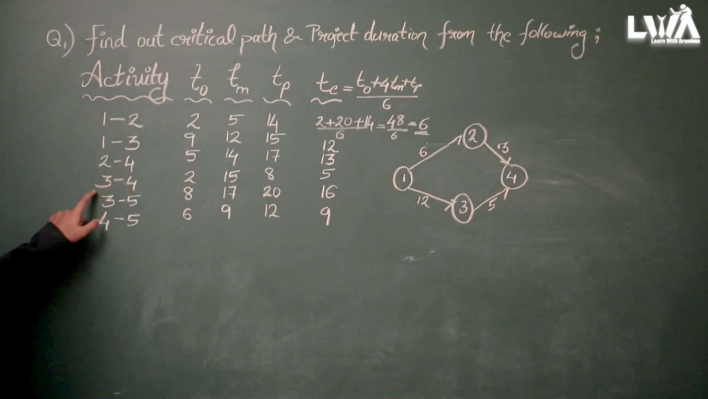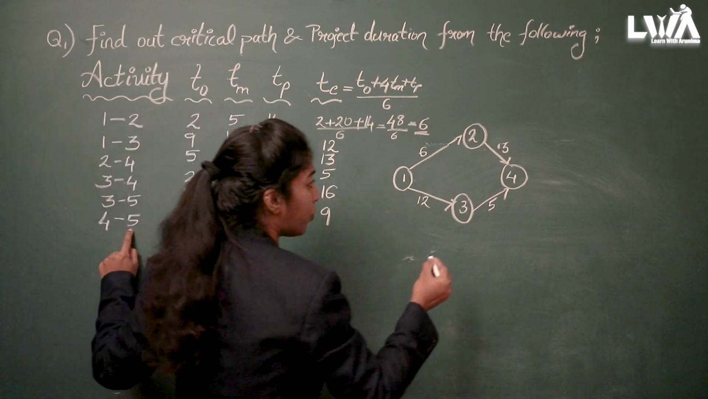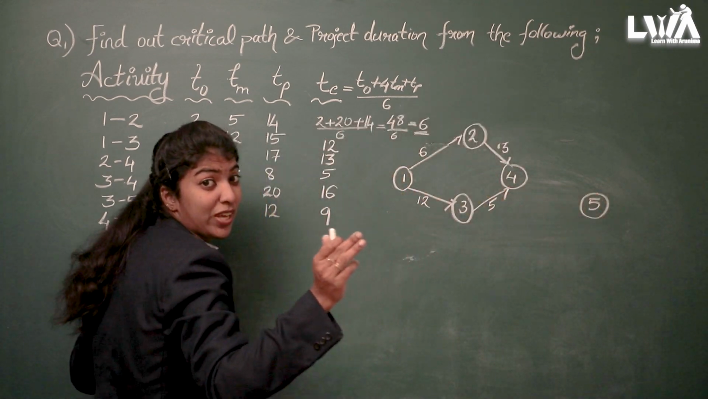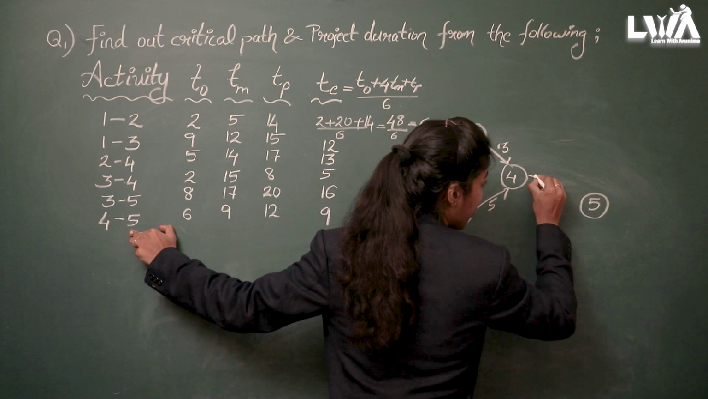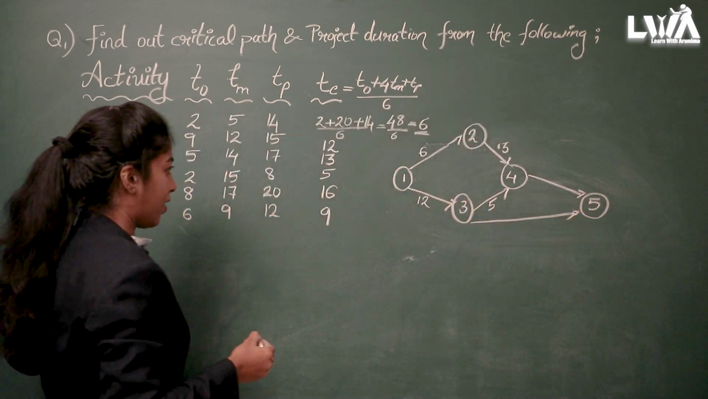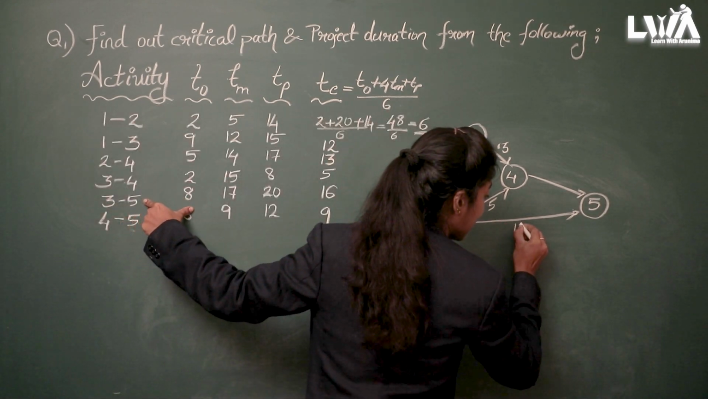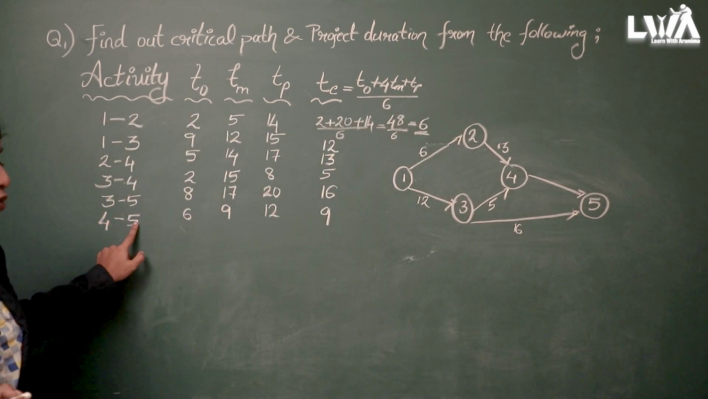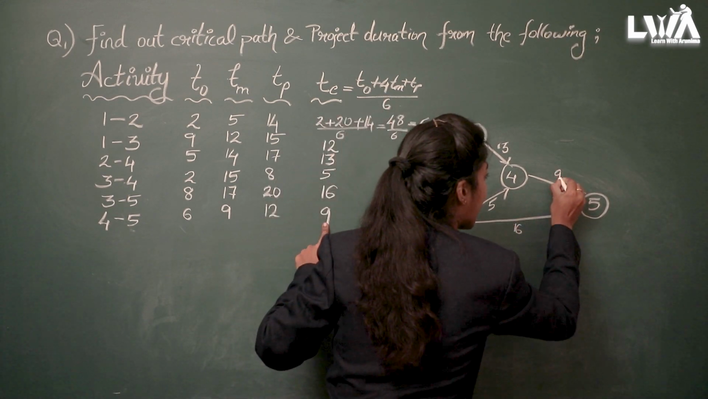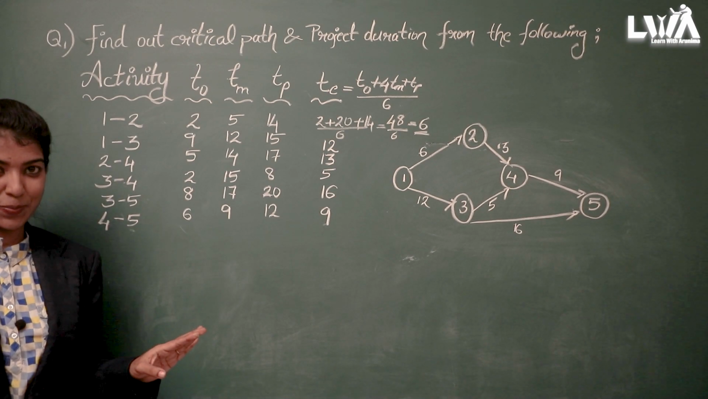Okay? Next, 3 to 5, 4 to 5, so we can put 5 here. In a logical sense, we have to draw the diagram. Okay? 4 to 5 and 3 to 5. 3 to 5, what is the timing? 16. And 4 to 5, what is the timing? It is 9, right? 9. Okay, this is the project diagram.